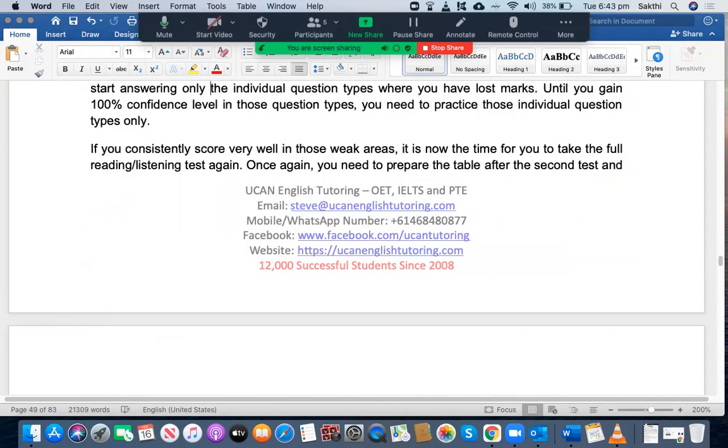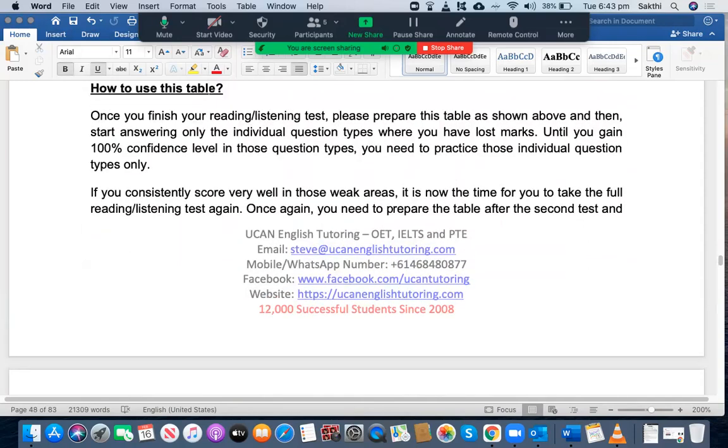So as I already told you, you have to start answering only those individual question types where you have lost marks. Until you gain 100% confidence levels in those question types, you need to continuously practice before you take the full reading test or listening test. If you can consistently score very well in those weak areas, it is now the time for you to take the full reading or listening test once again.